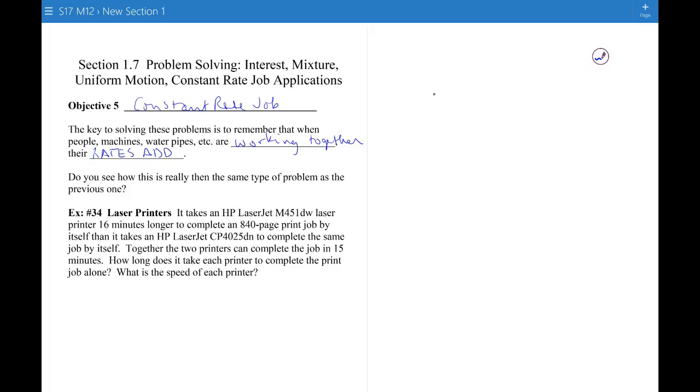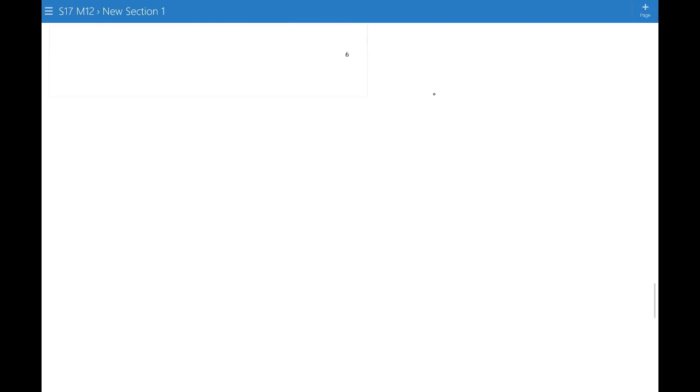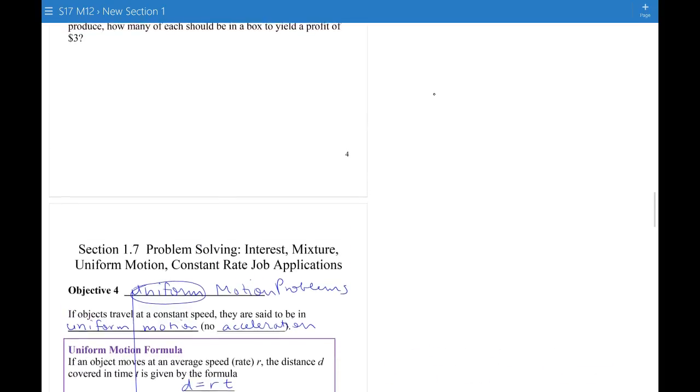So really, these are the same kind of problems as the last one. If you think of the rate that you're working at as the r from distance is rate times time, and you just think of distance as what you accomplished. So in a distance rate time problem, it's how far you traveled. But in a problem like this where you're printing things, it's how many did you print? But really, they're very similar in nature. So we'll do this one together again in class. And that's it for section 1.7.